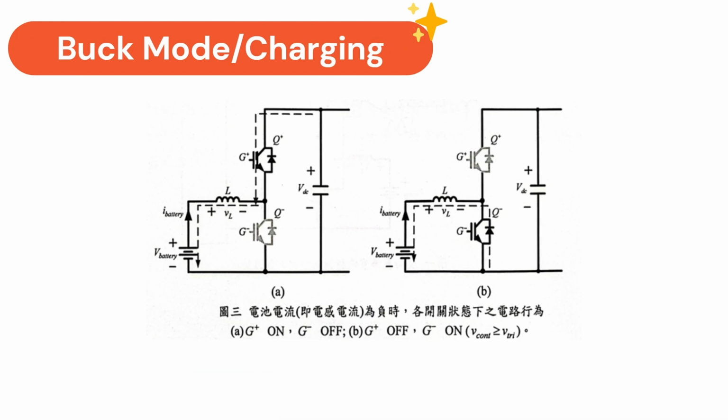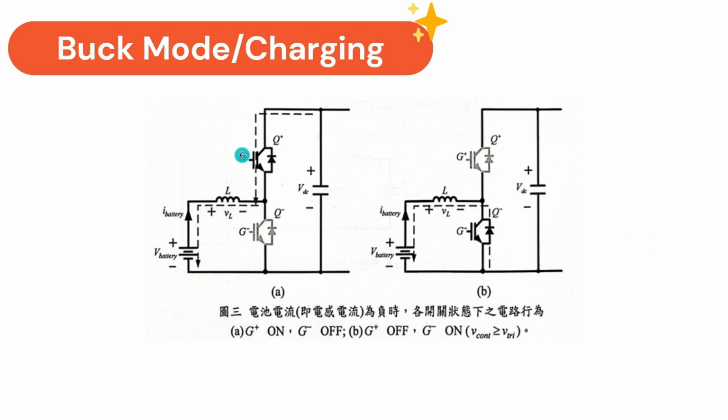And we have the second mode, which is the buck mode or the charging mode. The buck-boost converter functions as a step-down converter while it is in the buck mode. It denotes a lower output voltage than the input voltage. The converter does this by relating the switch duty cycle to the average output voltage.